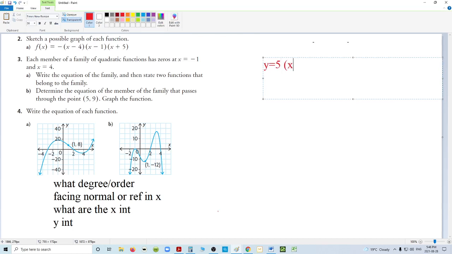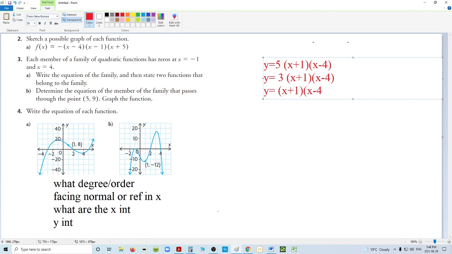You can put your a value, x plus 1 and x minus 4, and boom, you've done one right there. And then you can do another one. You just got to change the a value. x minus 4, etc. And you can put any a value. You don't even have to put an a value. And those are all the same family because they go through x minus 4.